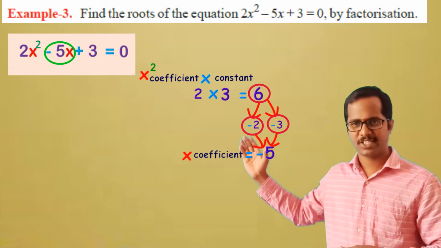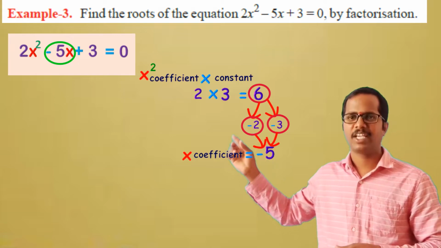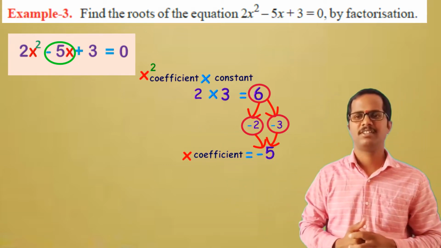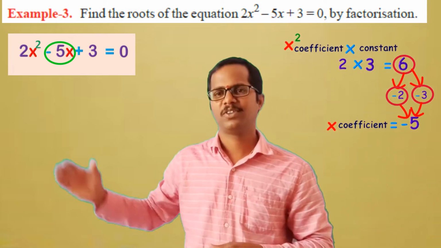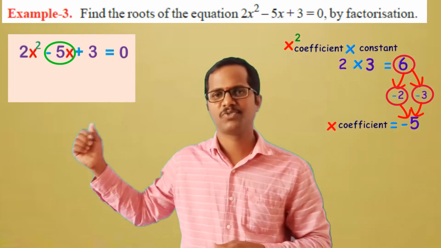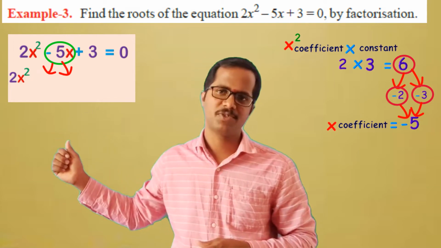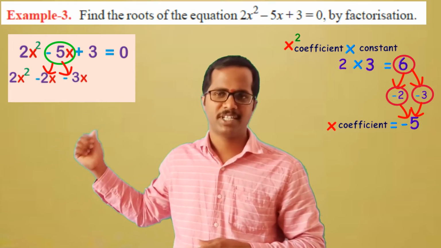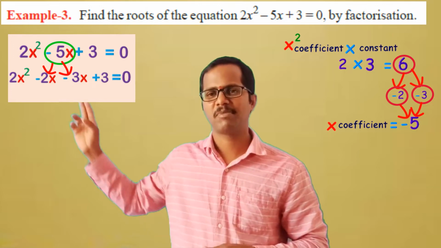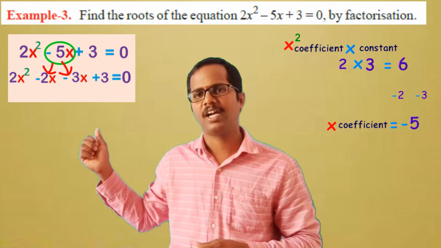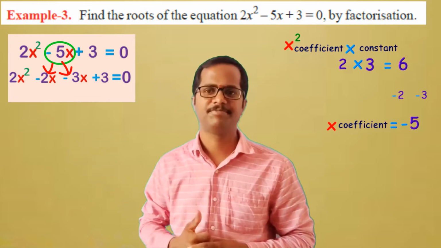So by using minus 2 and minus 3, we can split the middle term of the given quadratic polynomial, that is minus 5x. So we can write the given quadratic equation 2x square minus 5x plus 3 as 2x square minus 2x minus 3x plus 3 equals 0. So here minus 5x is split as minus 2x and minus 3x.